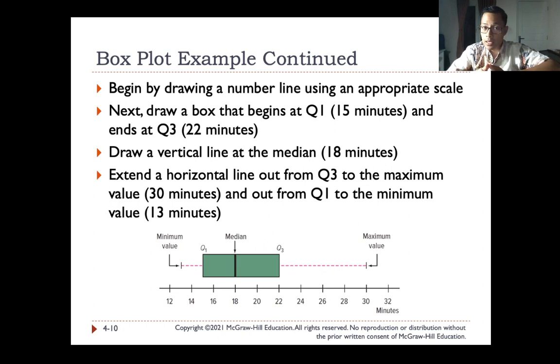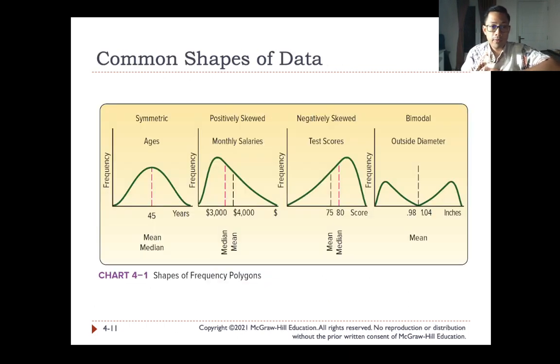The median is located relatively to the left of the box, and so this indicates that the data is skewed, and in particular, it is positively skewed. Okay, so now, given that we touched upon positively skewed distribution, it's always good to know or to recall the common shapes of data.